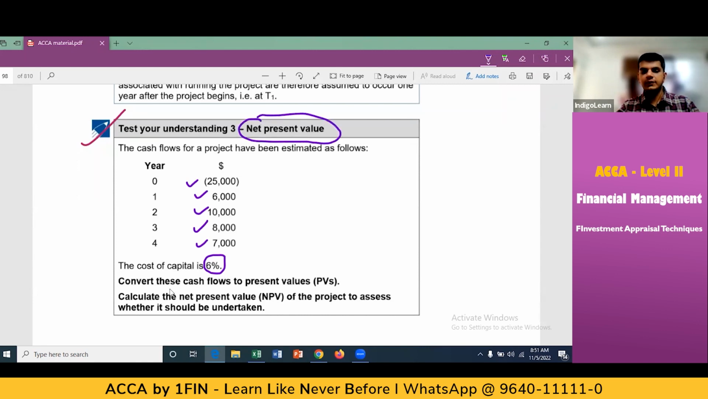So what is asked here? Convert these cash flows to present values and then calculate NPV, and then assess whether the project should be undertaken or not. So one by one we'll do it. First we'll calculate present values of these cash flows, then sum them up to get the NPV. Then we can easily decide whether to go for this investment or not. Okay.